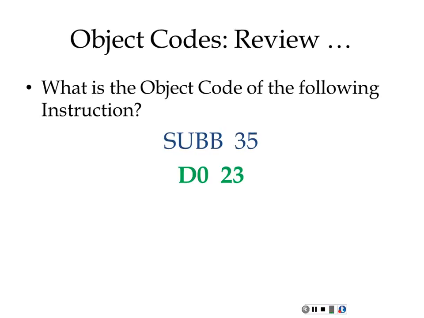So remember, when you are writing the object code, in the first part you'll be writing the opcode. In the second part, you'll be directly copying the operand. But remember, the operand has to be in hex. Since the operand here was in decimal, we converted 35 into hex, which is 23. And that's it. That's what you are going to write.